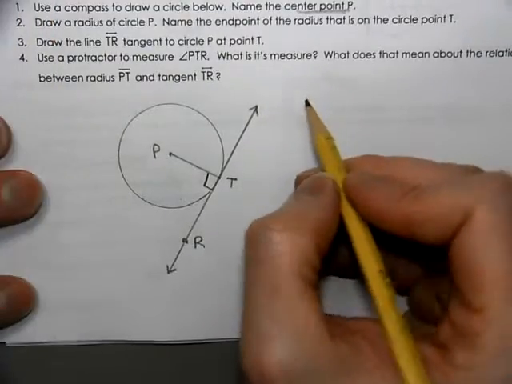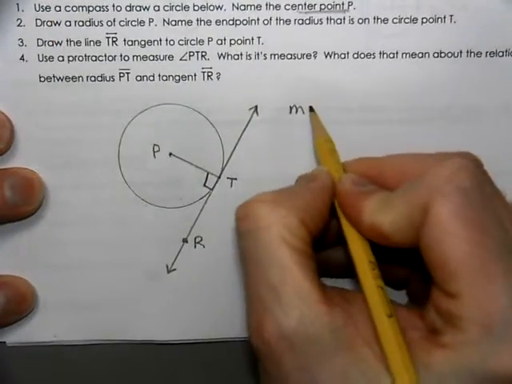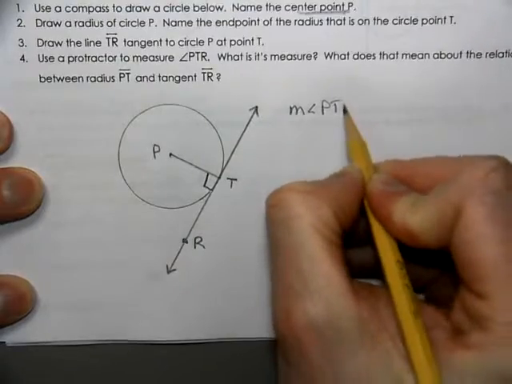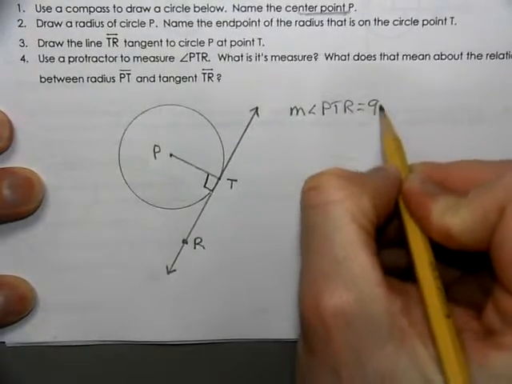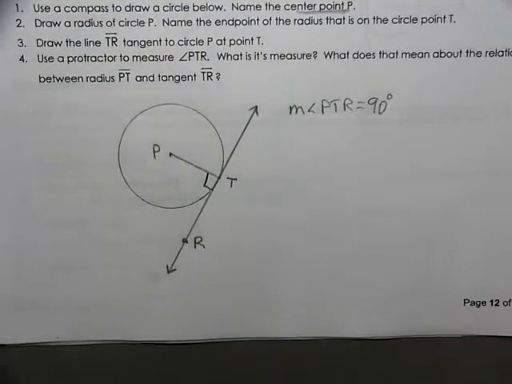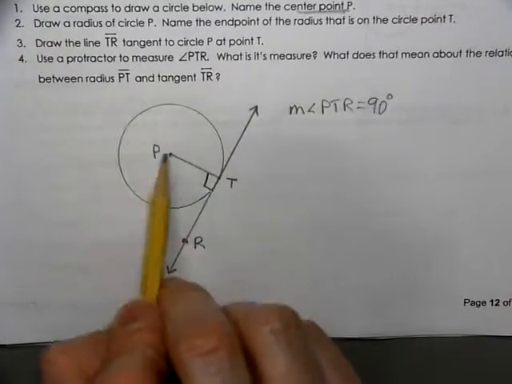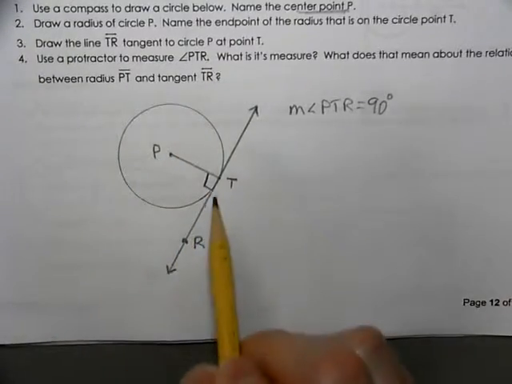What is the measurement? The measurement of angle PTR equals 90 degrees. If you drew it perfect, it's going to be exactly 90. And what's this relationship about PT and line TR?